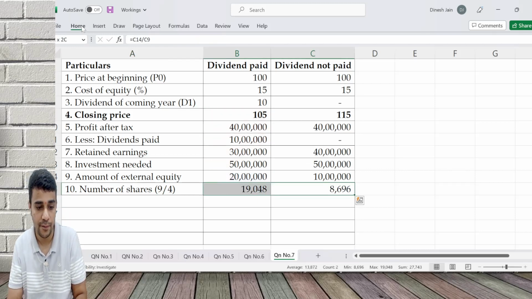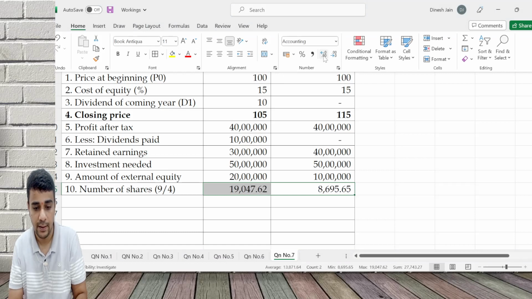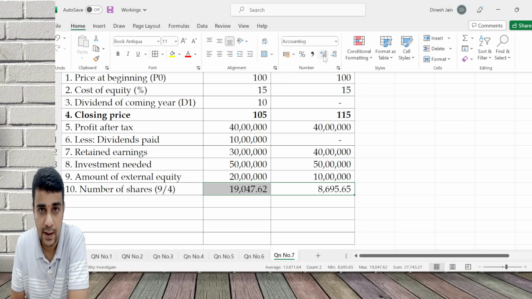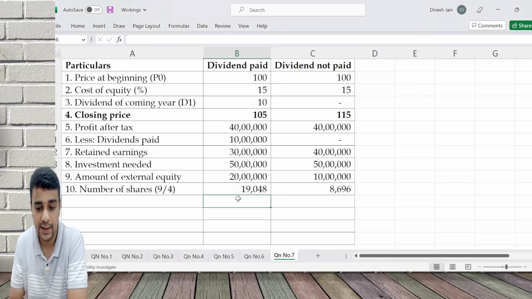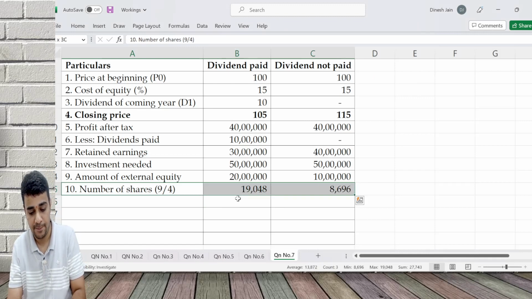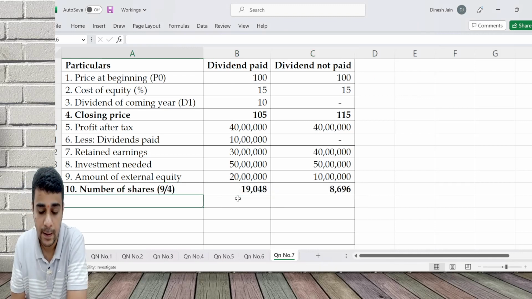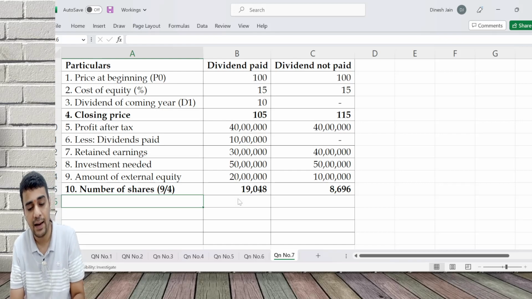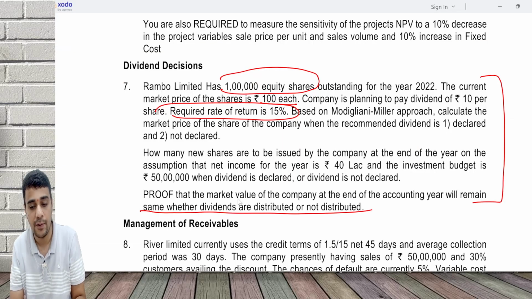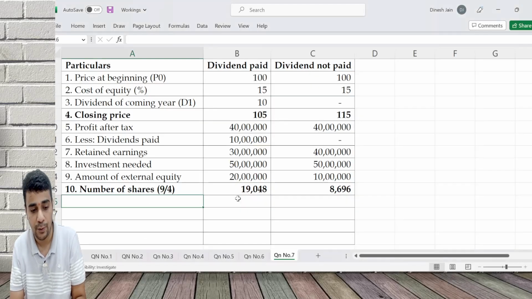Amount of external equity divided by the closing price: 1947.62. I round it off, and the other one also I round it off. 19048 and 8696. This answers part 2 of the question. Part 3 wants us to prove that the value of the firm would remain same whether dividends are declared or not declared. That is, the value of the firm remains same at the end of accounting year whether you pay dividends or you don't pay dividend.